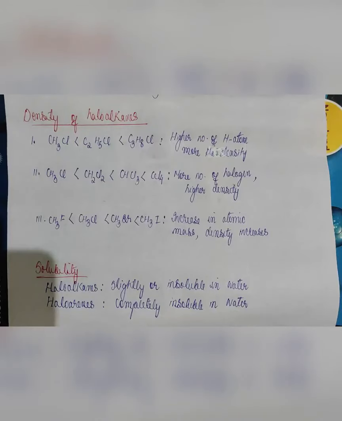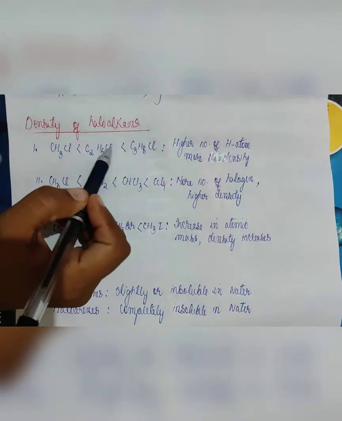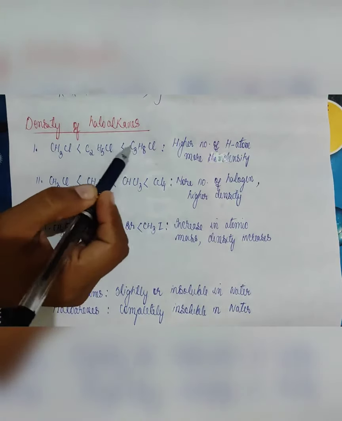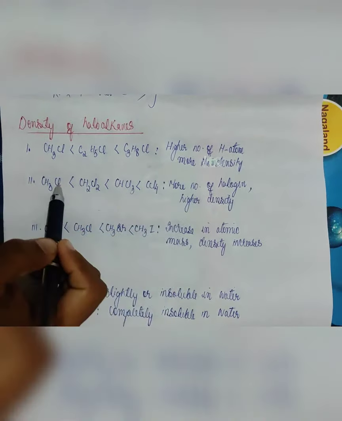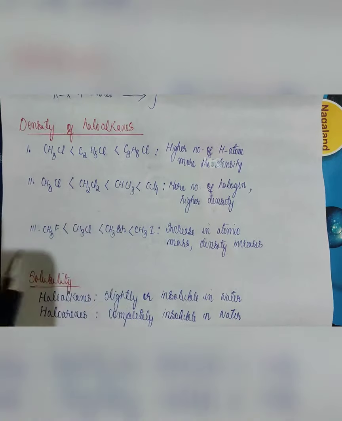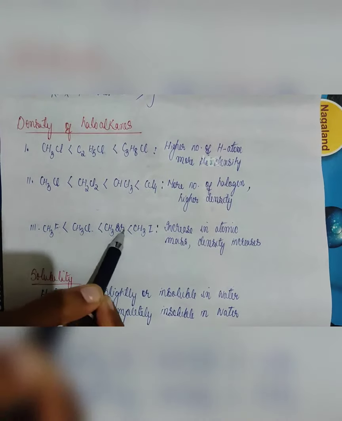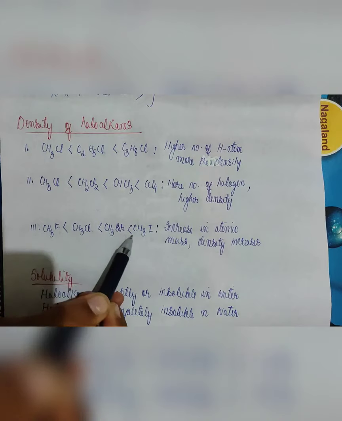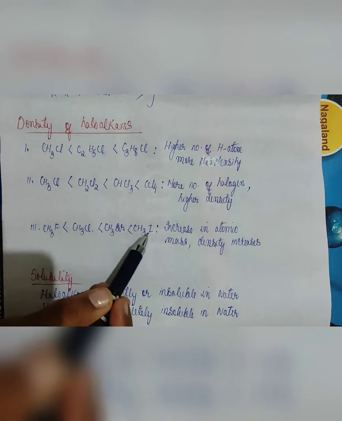Let us check the density of haloalkanes. The first case, higher the number of hydrogen atoms, the more density it will have. Here you can see with increase in the number of hydrogen, the density will increase. The second case, more the number of halogens, higher the density. Here you can see the number of halogens is increasing, so density is also increasing in this order. The third case, with increase in atomic mass, your density will increase. Fluorine, chlorine, bromine, iodine, the density increases in this manner. Since the masses are increasing, the density will also increase in this manner.